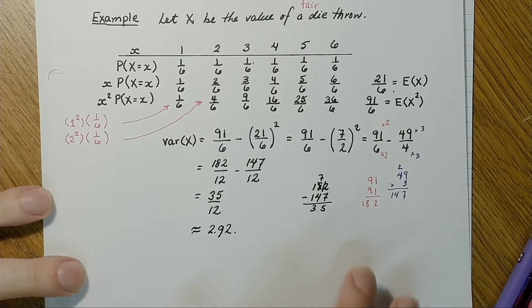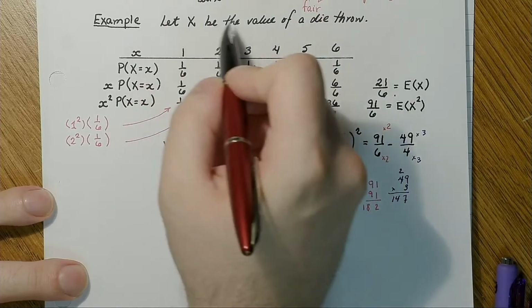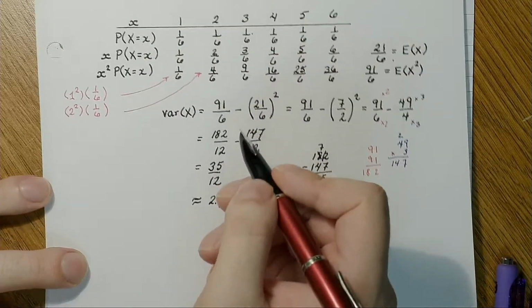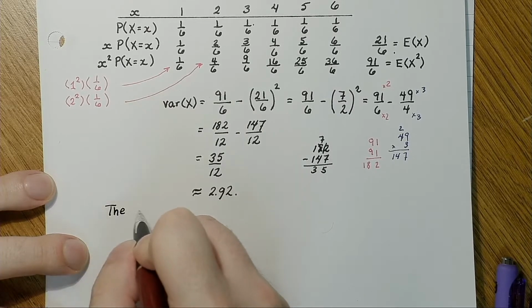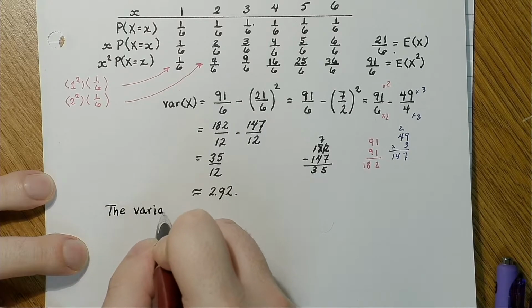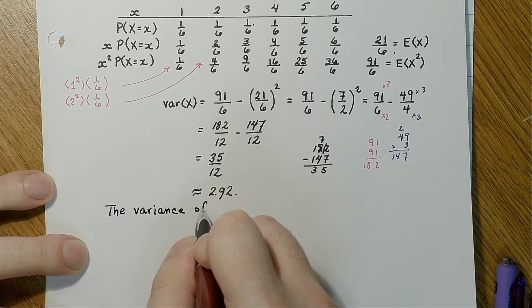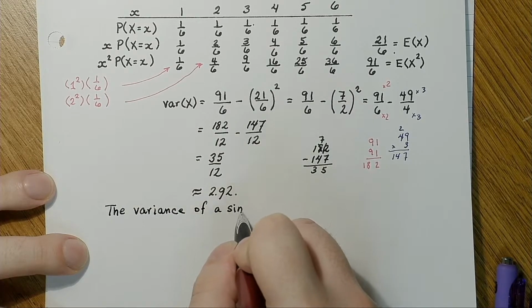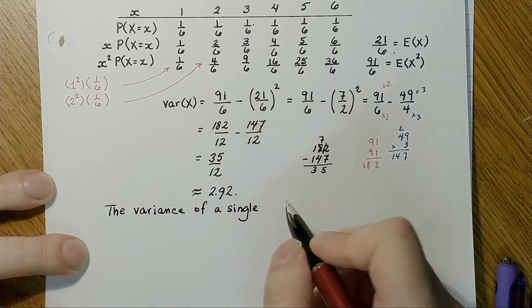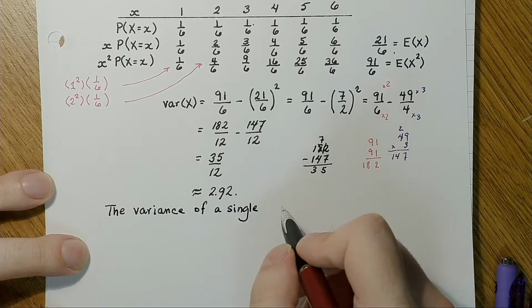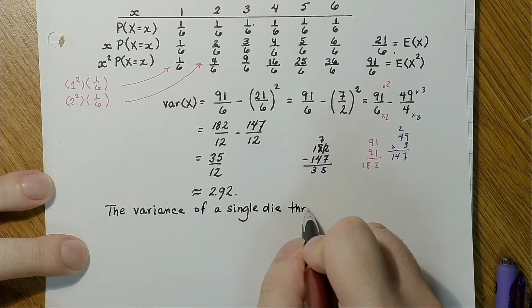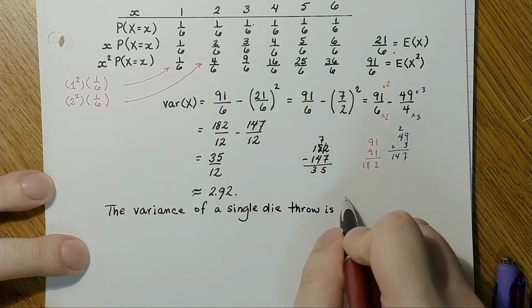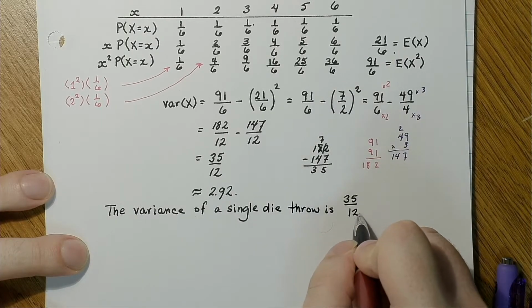So that's what we can actually say then. If we let x be the throw of a fair die, then the variance of a single die throw is 35 over 12.